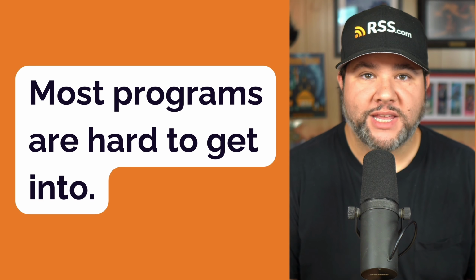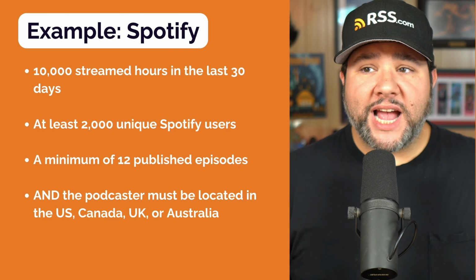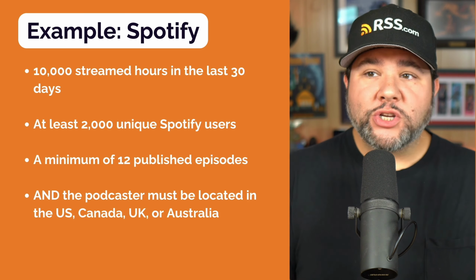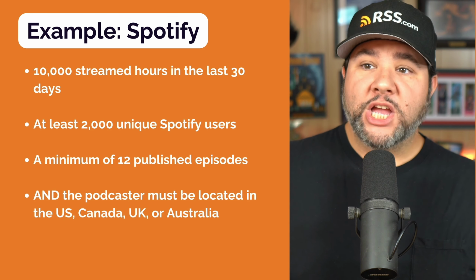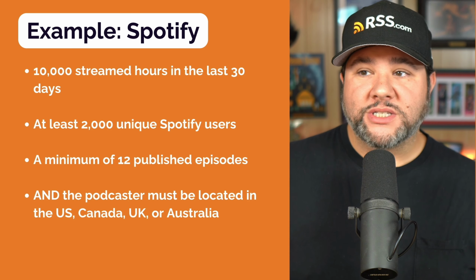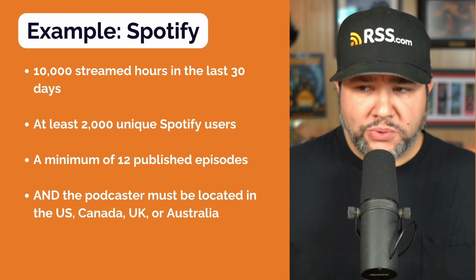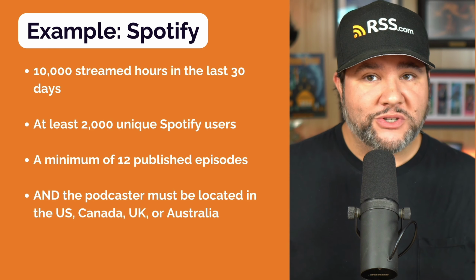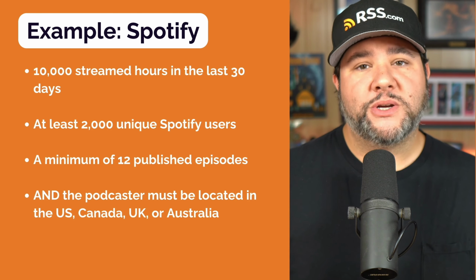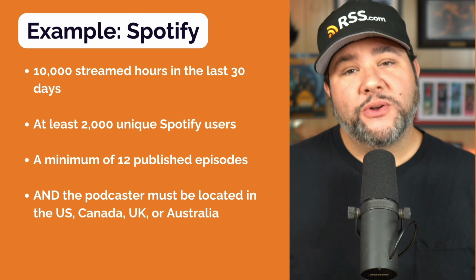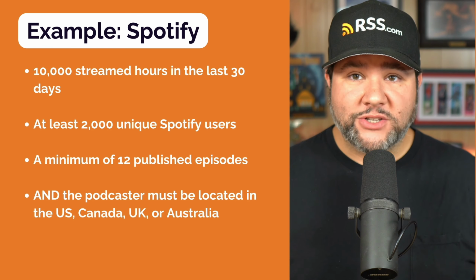But I know what you're thinking. Most of these programs are hard to get into. Let's look at Spotify, for example. In order to join their programmatic ads or dynamic ad insertion program, you need 10,000 hours of stream time in the last 30 days. You need at least 2,000 unique Spotify users listening to your content. You need to have a minimum of 12 published episodes, and the podcaster has to be located in one of 4 places: the United States, Canada, the United Kingdom, and Australia.